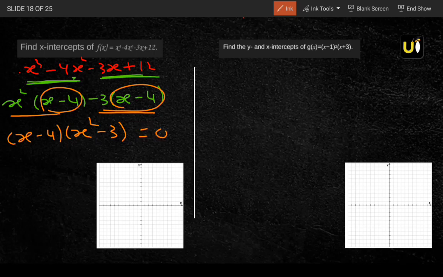Now we have simplified the equation. So now it is easy to find for which value of x the f of x will become 0. Simply, the two possibilities are x minus 4 can be equal to 0, that means x is equal to 4, or x square minus 3 can be equal to 0.